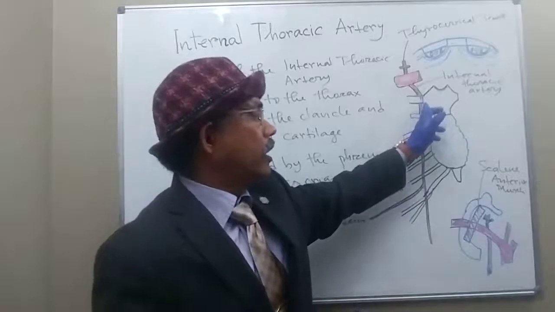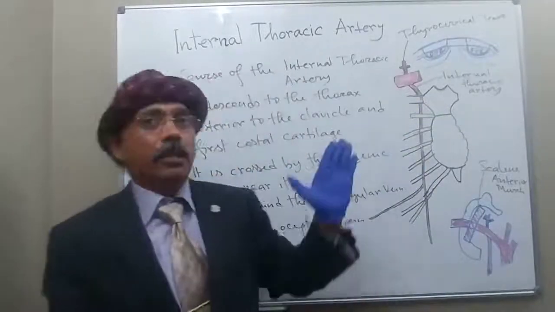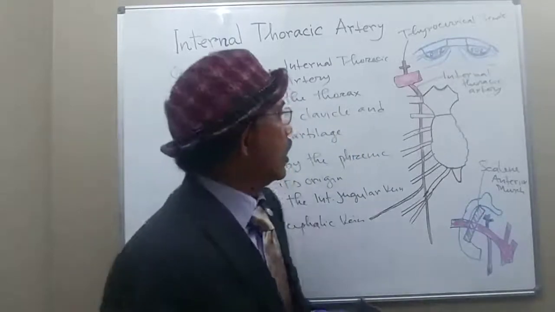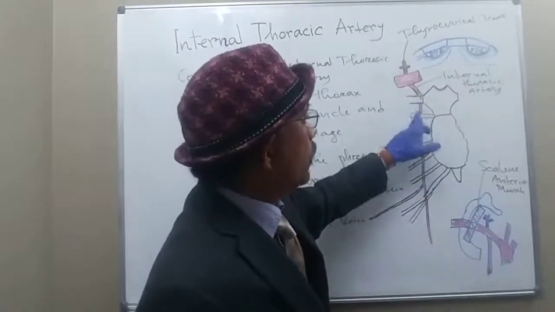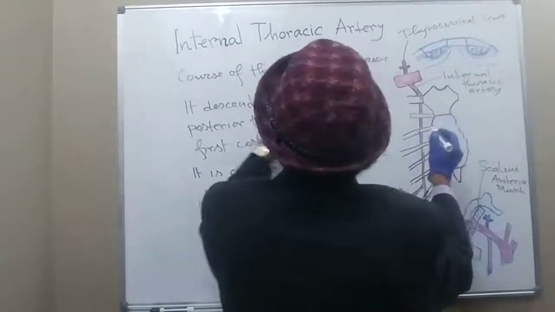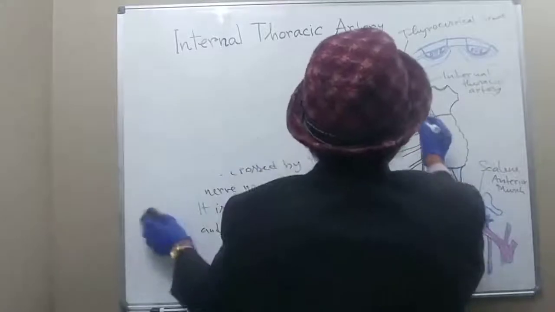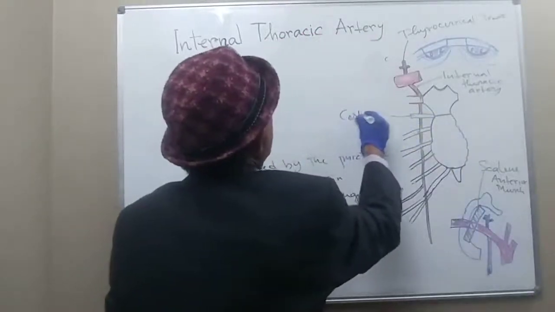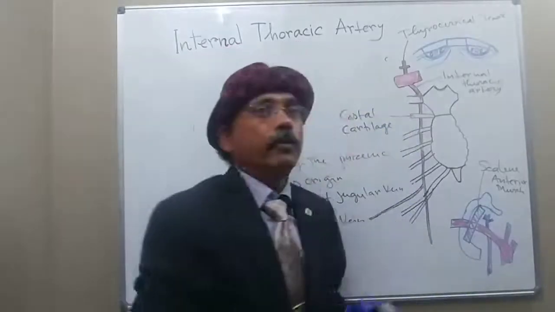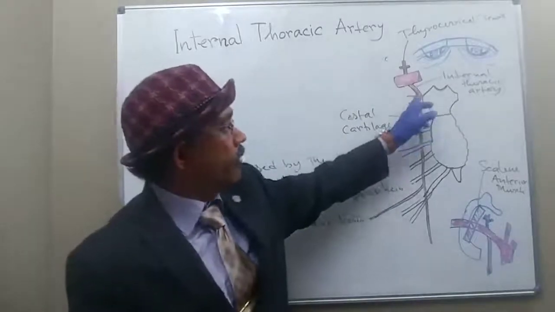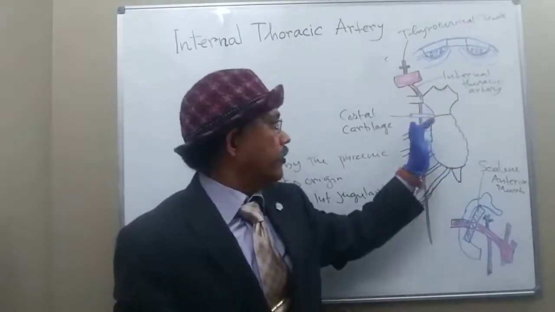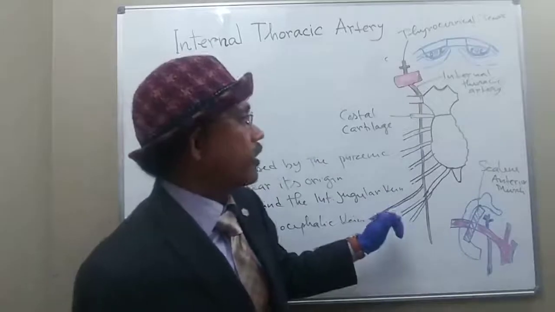Then it descends lateral to the sternum, on the internal surface of the thorax, and posterior to the upper six costal cartilages. These are costal cartilages: 1, 2, 3, 4, 5, 6. So it descends behind the first to sixth costal cartilages and reaches the sixth intercostal space.